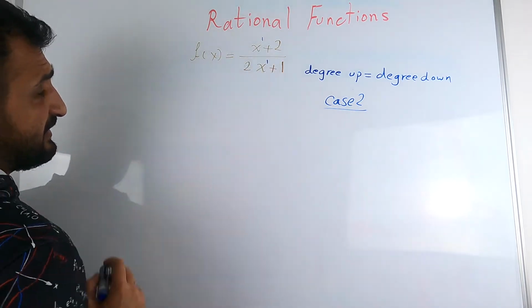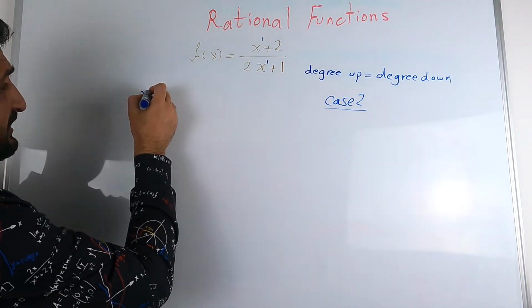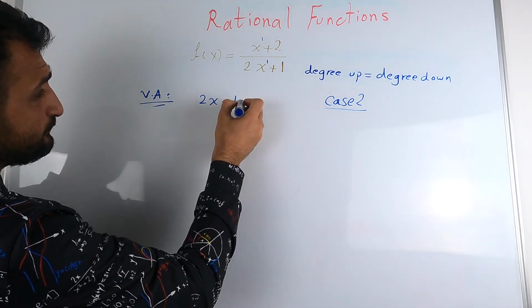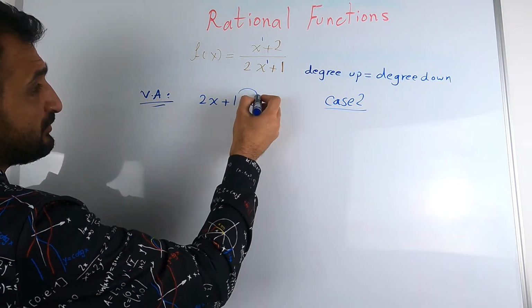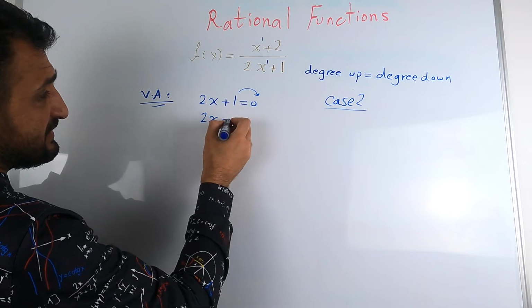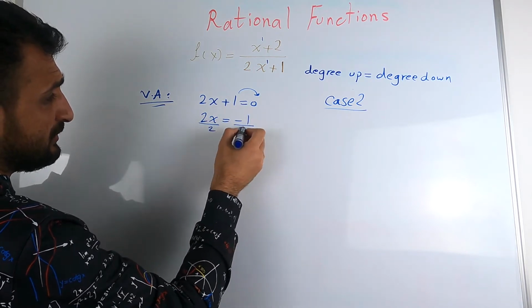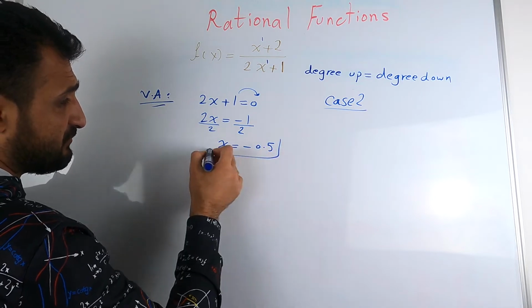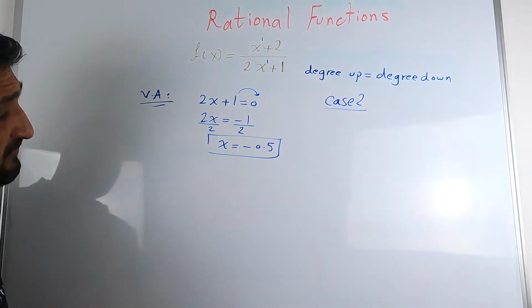The degrees are equal. So vertical asymptote, I will solve denominator equals to 0. Move this there. 2x equals negative 1. Divide by 2. So x equals negative 0.5 or negative half, whatever you like. This is the vertical asymptote.